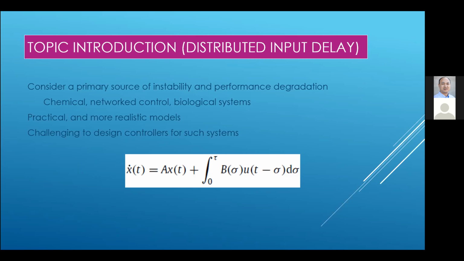They are really practical, and they help to realize more realistic models of the system, but in a lot of cases, they sometimes are ignored. It's also due to the fact that they are challenging to design controllers for, because as you can see from the equation here, they are essentially infinite dimensional systems. So there are only very few results showing stability for said systems.